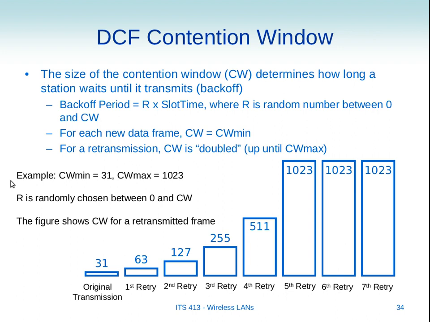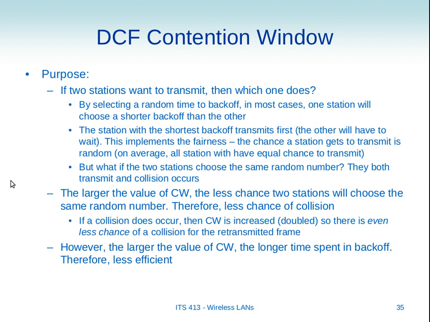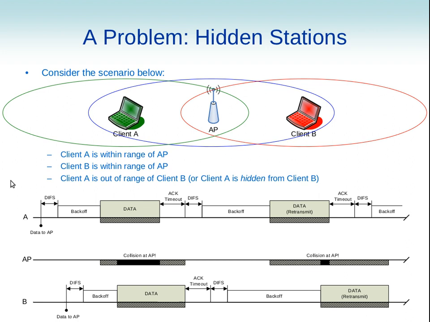And that explains the purpose of that contention window and it doubling all the time. The larger the value, the less chance we'll choose the same random number and the less chance of collision. However, the larger the value of CW, the longer time spent in back off, therefore the less efficient. So we need to choose a trade-off there. That works well. That is, there's a low chance of collisions. There's still some chance of collisions, but we'll retry and the chance of collisions goes down, so that it's an efficient way to transfer data.